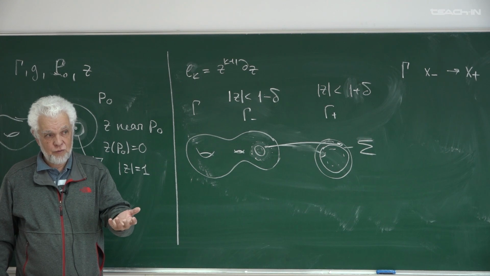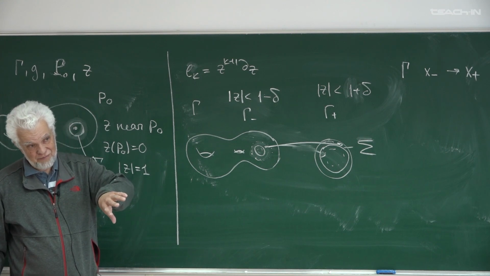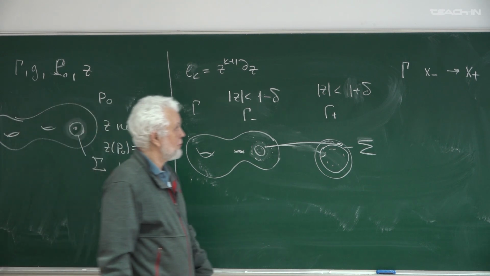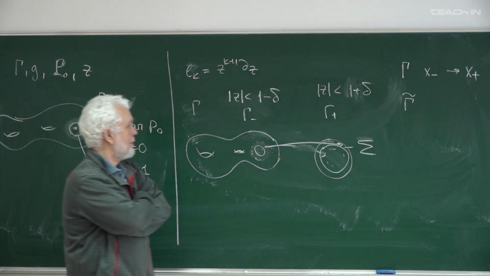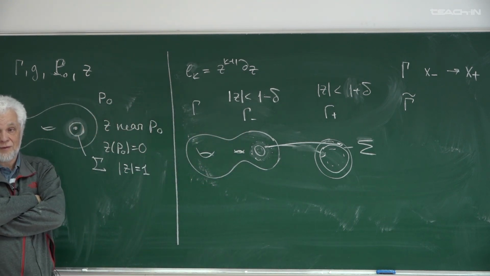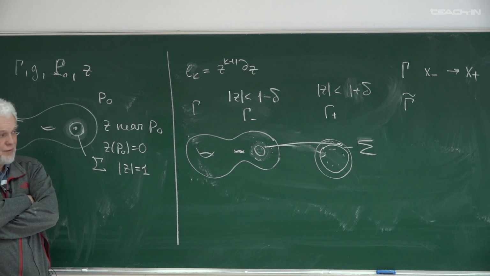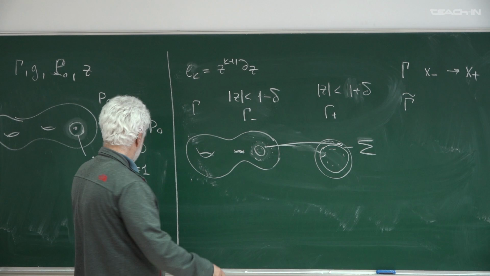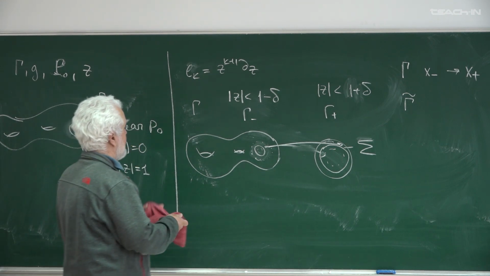But now, how do we deform the complex structure? Let's change the gluing law. Now, gamma plus is just this disk, yes? This disk, |z| less than 1 plus delta. And then we glue it with gamma minus.